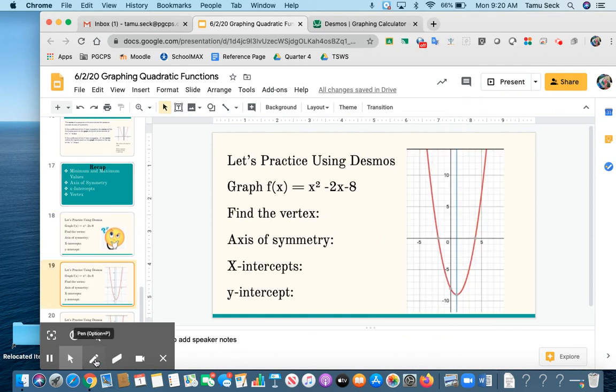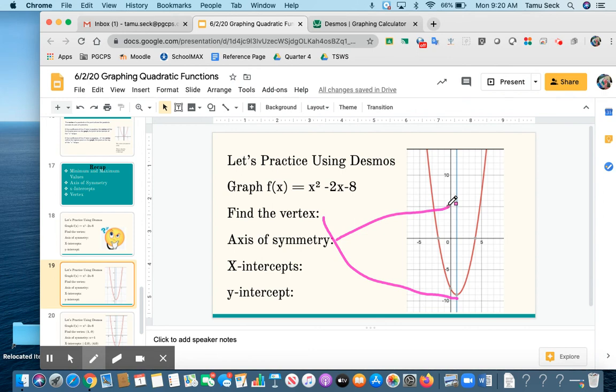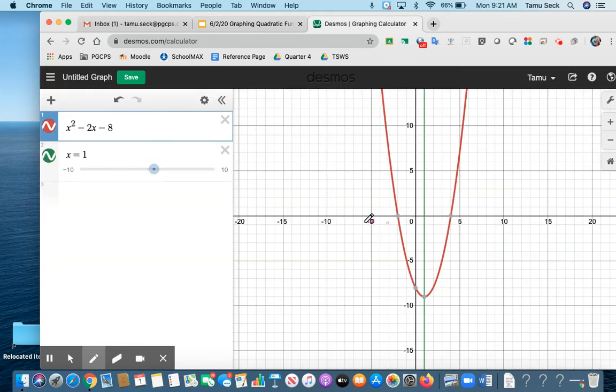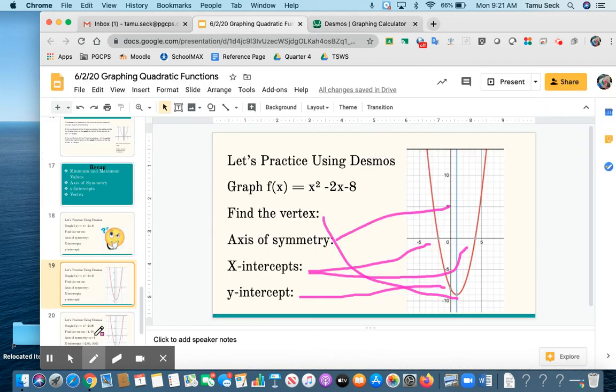So I'm going to draw on here. Find the vertex. The vertex is right here. Where's the axis of symmetry? The axis of symmetry is this line right here. Where are the x-intercepts? There are two x-intercepts in this graph, right here and right here. And the y-intercept is the point that crosses the y-axis, so it's right here. So today, you should be able to identify these ordered pairs looking at Desmos.